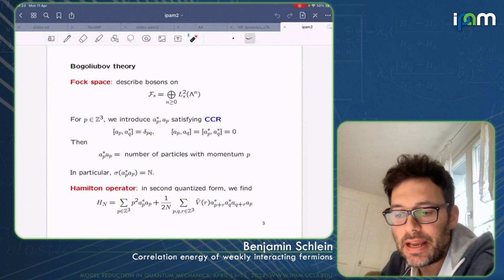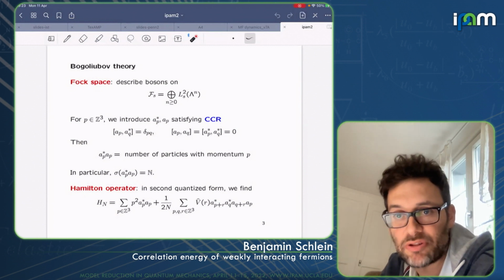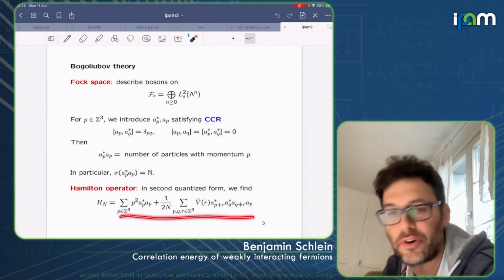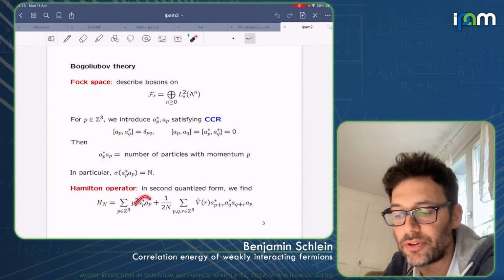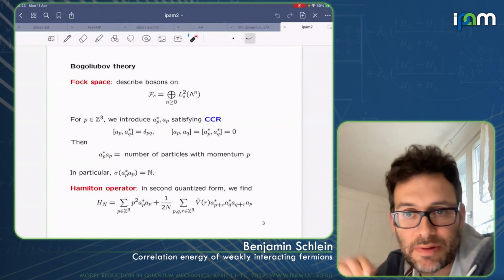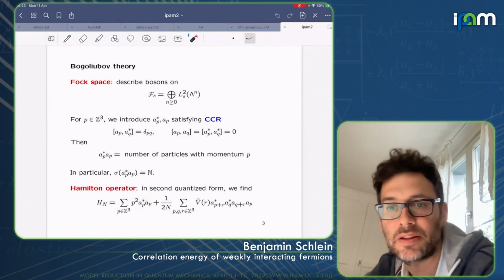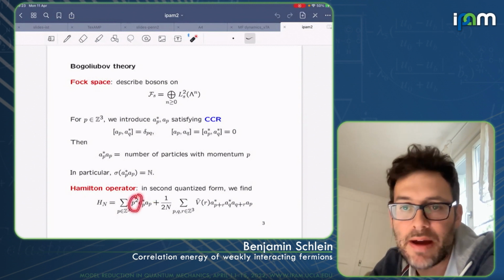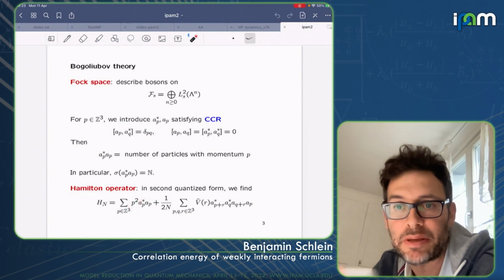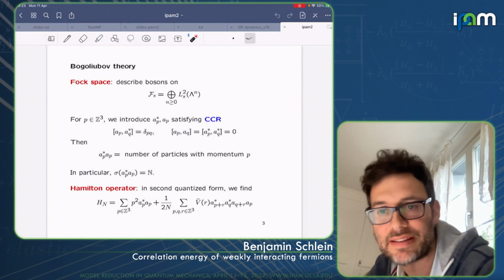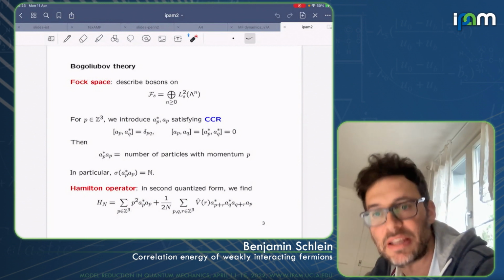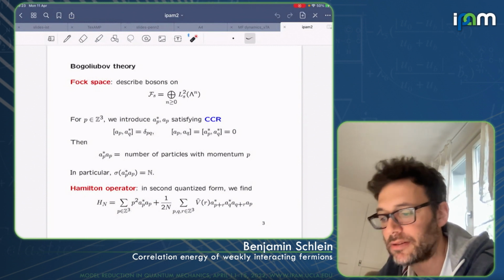Good. Using these creation and annihilation operators, we can re-express the Hamilton operator in this form here. The first term is easy to guess: it's the kinetic energy. I'm counting how many particles I have with momentum p, you multiply with p squared, and you sum over all possible momenta p. The result of this operation is the kinetic energy of the n particles.